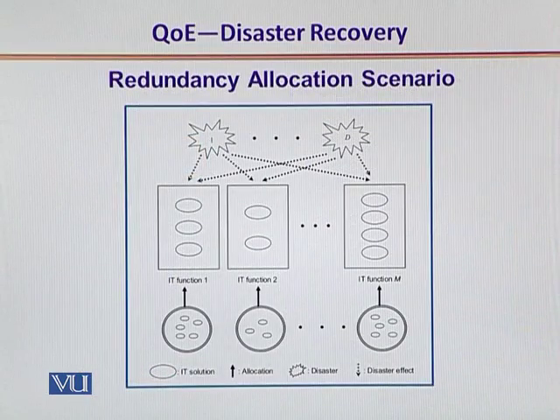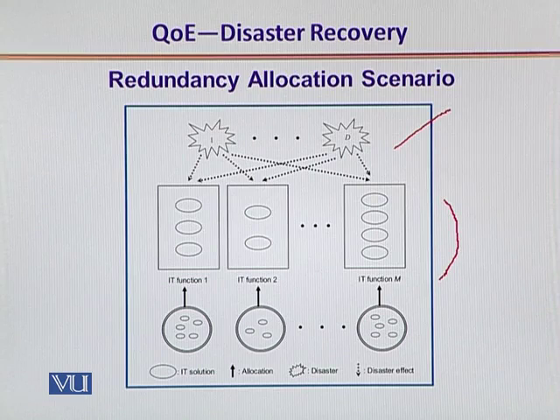Let's look at this figure. In this figure, we see that we have a disaster here. This disaster has a disastrous effect on the network functions, which are mainly the information technology related functions. So we have to allocate redundant resources here. These redundant resources are provisioned to respective IT functions. How much resource or how many resource elements are required to be spent in order to provide a degree of resilience is the question that we are going to address here.